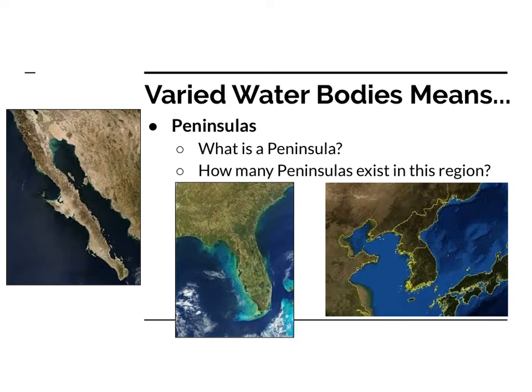Okay, but these are all peninsulas. Now, it asks what a peninsula is. A peninsula is any piece of land that is surrounded by water on three sides. So it's still connected to a bigger area of land, but it does tend to jut out into some sort of body of water.